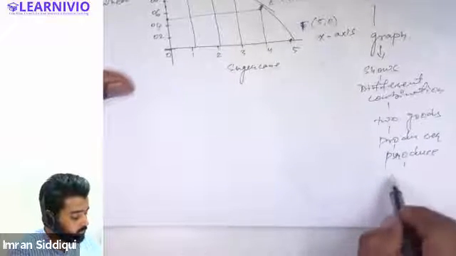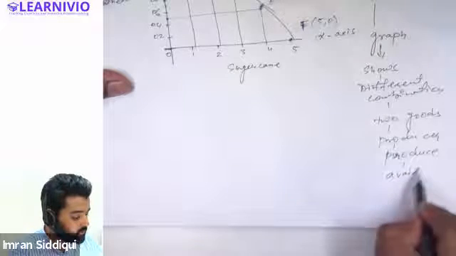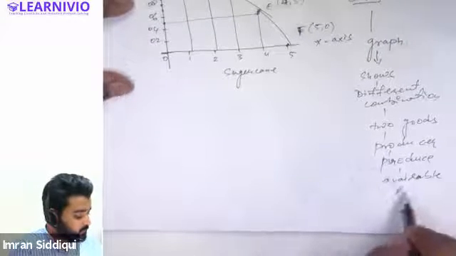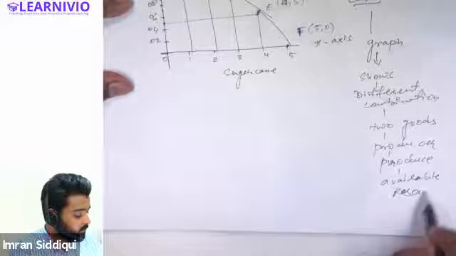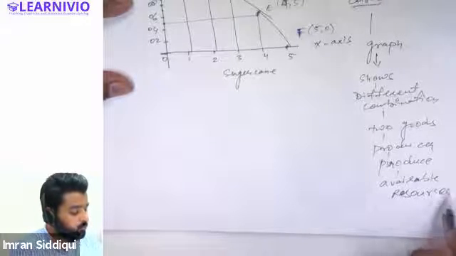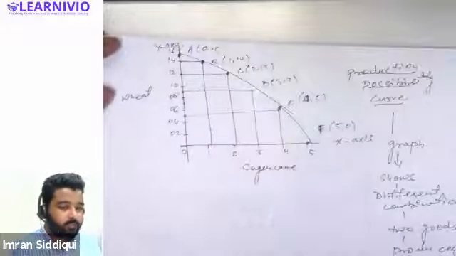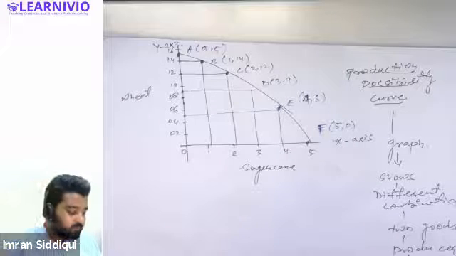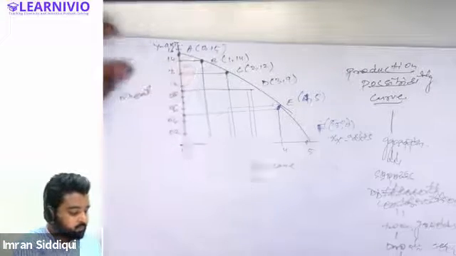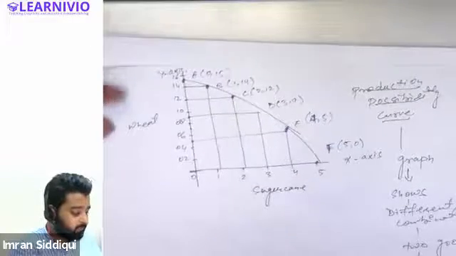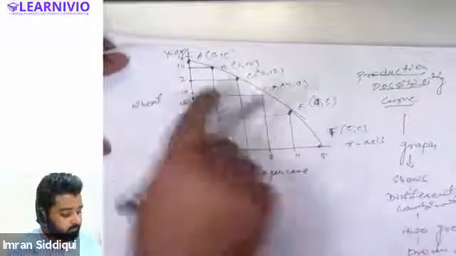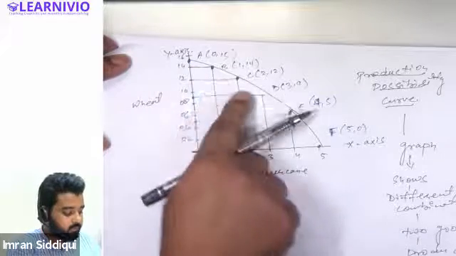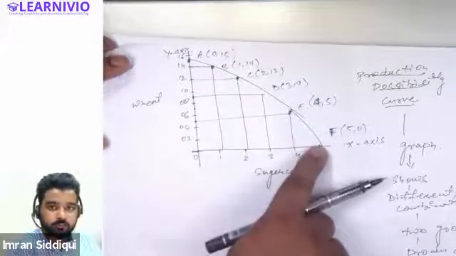using available resources. Basically this graph is showing the various combinations of two goods that a producer will be able to produce using available resources and technology, right? Suppose a producer has land, labor and capital, land, labor and machine. He can produce sugarcane and wheat in the combinations A, B, C, D, E and F, right?